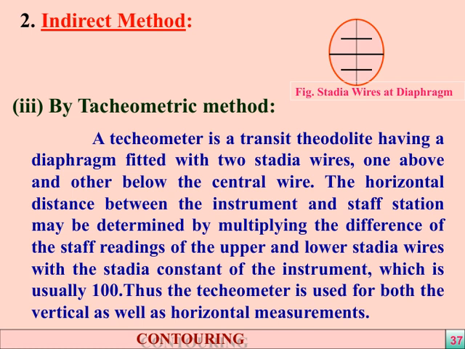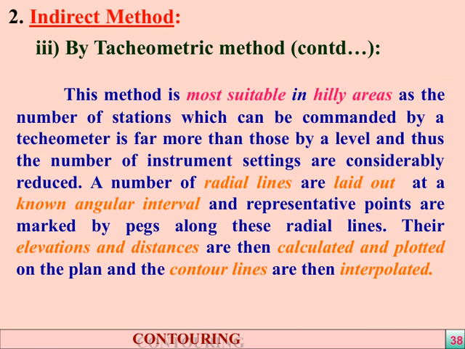What's really useful about the tachyometric method is that it helps us measure both vertical and horizontal distances, making it versatile for various surveying tasks. As shown in the figure, the stadia wires at the diaphragm are essential for these measurements. So, in essence, the tachyometric method is a practical way to quickly and accurately determine distances without needing to measure them directly. Now, let's focus on the tachyometric method, which is a specific approach within the indirect method.